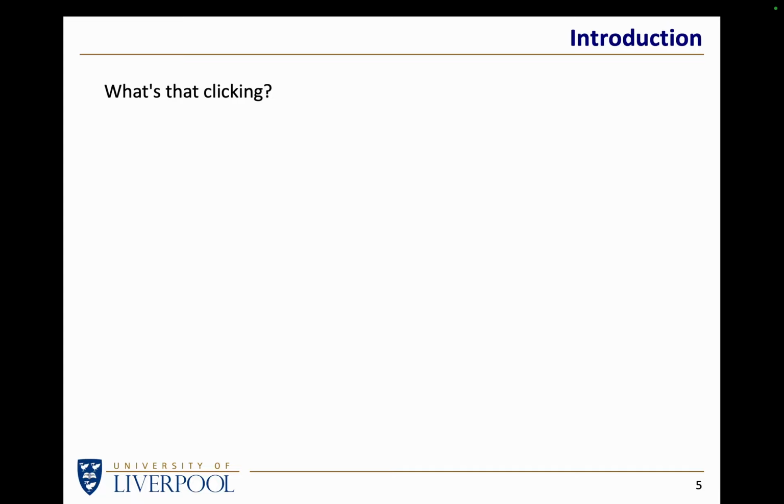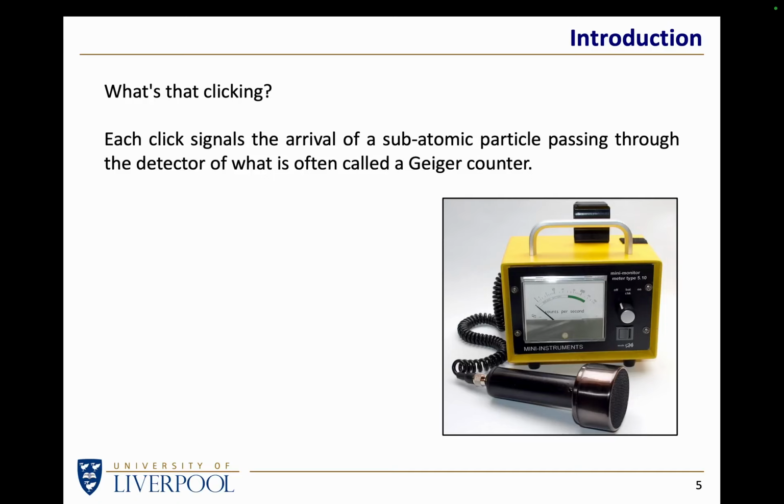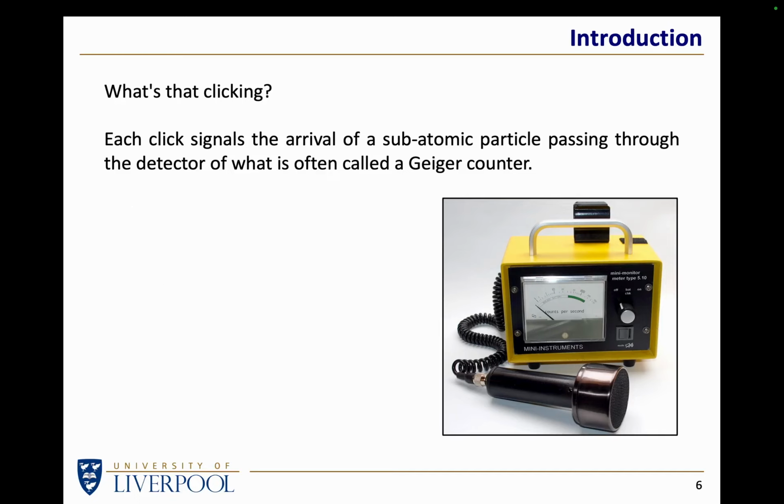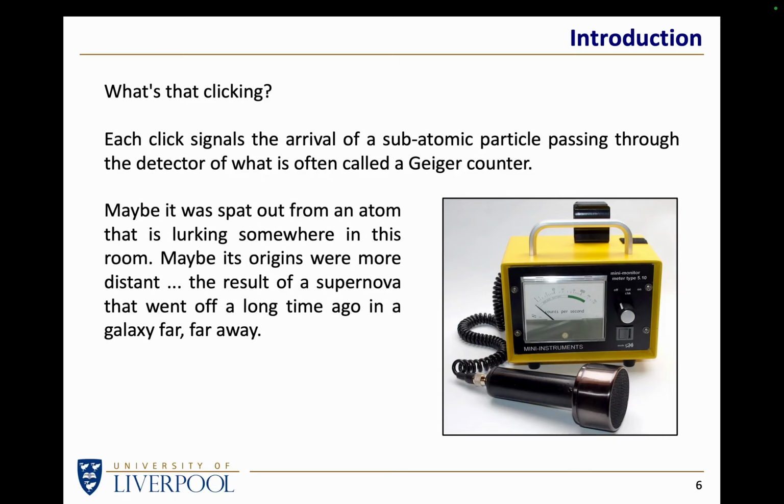So we're listening to something clicking. It's a Geiger-Müller tube. Well, physicists call it a Geiger-Müller tube. Everybody else in the universe calls it a Geiger counter. So we'll just stick with the colloquial and refer to it as a Geiger counter from this point on. So each click signals the arrival of a charged particle. Where did that charged particle come from?